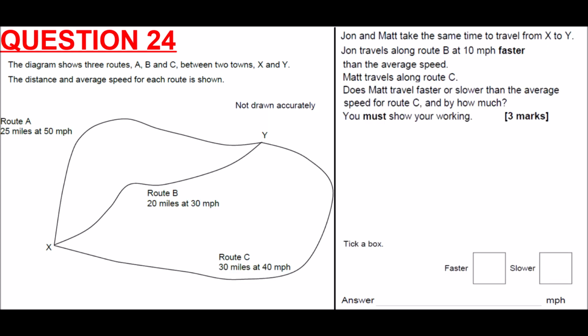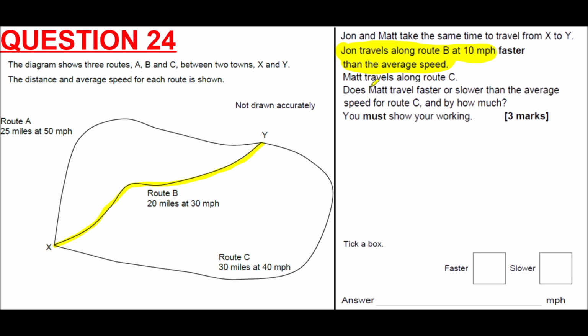Now for part B, we're told that John and Matt take the same time to travel from X to Y. And so John travels along route B 10 miles per hour faster than the average speed. And so if we just think about where John's going now, he's going along route B. And so route B is this middle path. So John's route will take him along here.